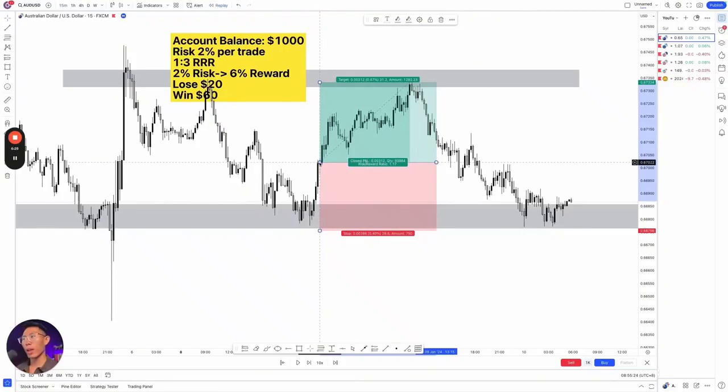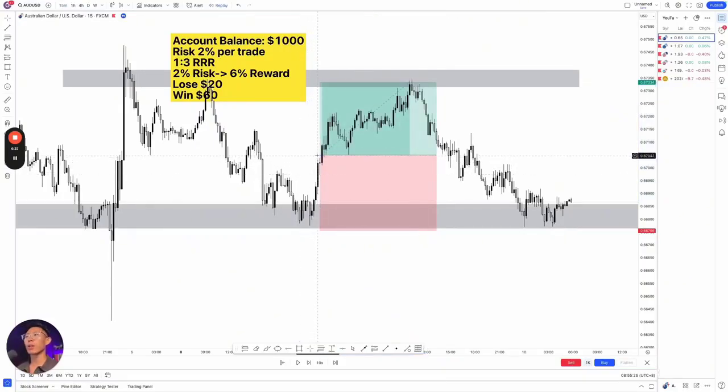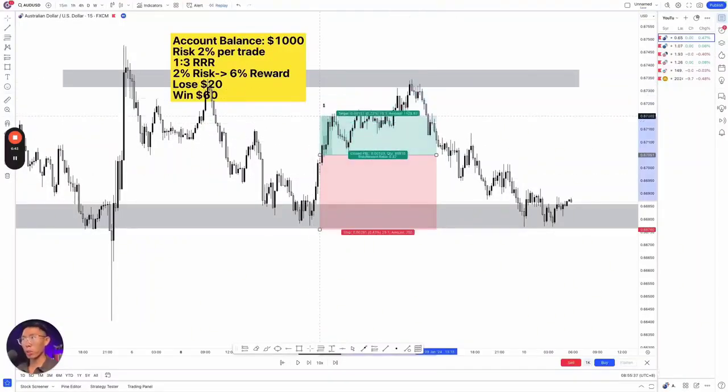You feel FOMO, so you enter right here. In that case, where should your stop loss be? You should always be placing your stop loss based on the market structure, right? So you place it below this support area right here. And then you take profit, where should it be? Same area, this resistance area right here.